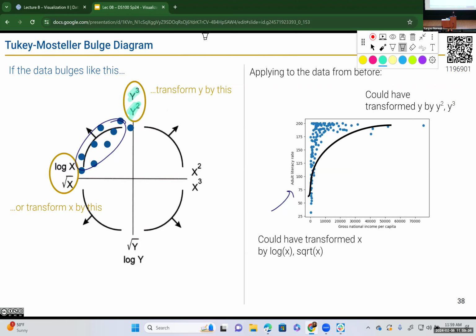In this specific case, I can see that with a log transformation or a square root of X, I could have corrected the issue with the x-axis because of the shape of the data, right? All of those transformations are because of the shape of the data. And if you take a look at all those transformations and how the data might have been bulged in different directions, you'll make sense of why they're there. So that's why we use log.